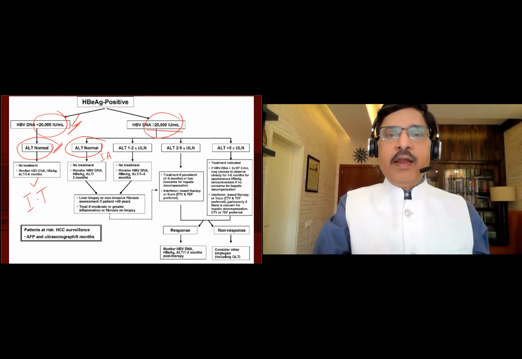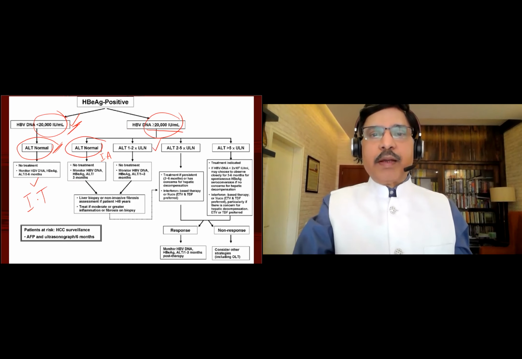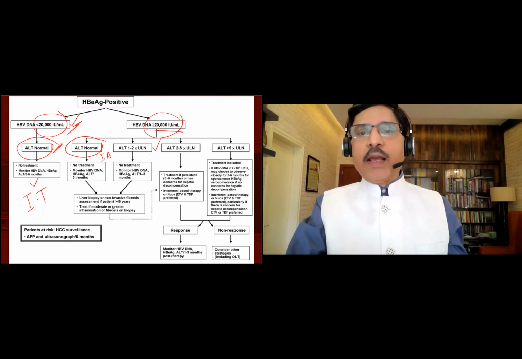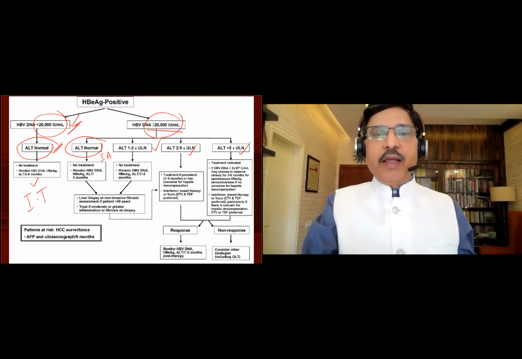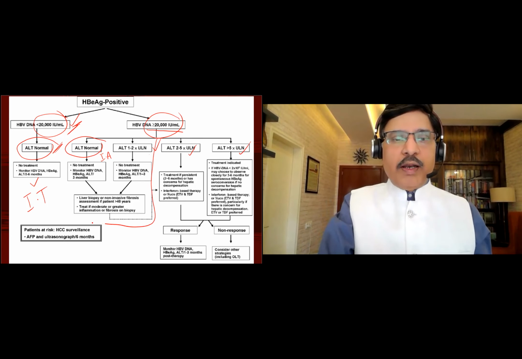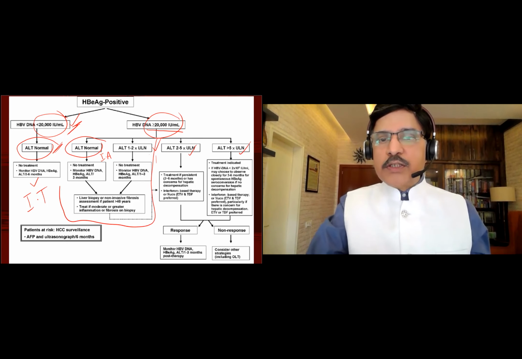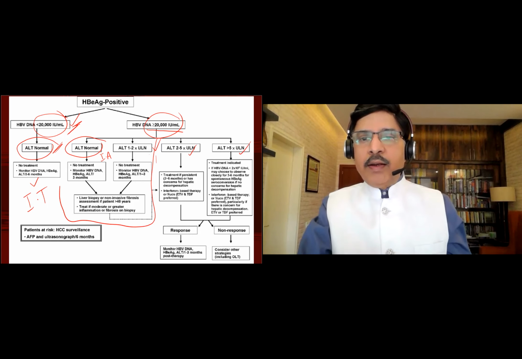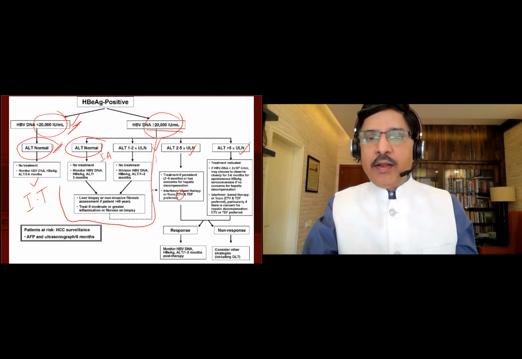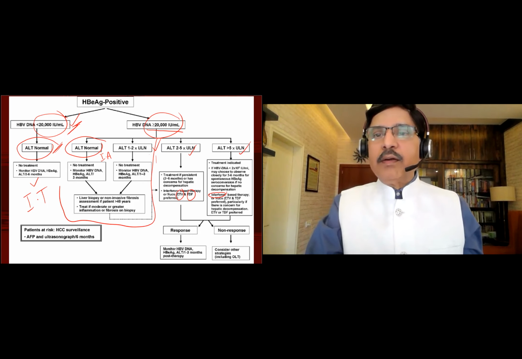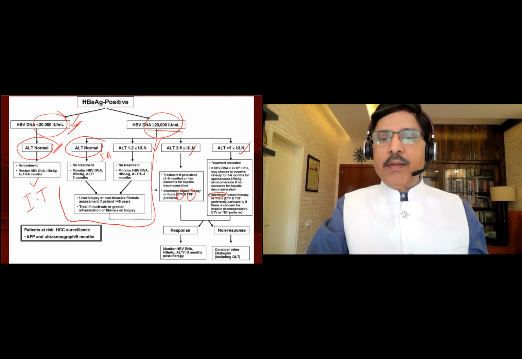Now it is overwhelming, and the liver is becoming bad: 1 to 2 times, 2 to 5 times, more than 5 times. This group is relatively better off compared to the others, and these require treatment with entecavir or tenofovir or interferons or any other antiviral agents. We will come and treat them in the next lecture.